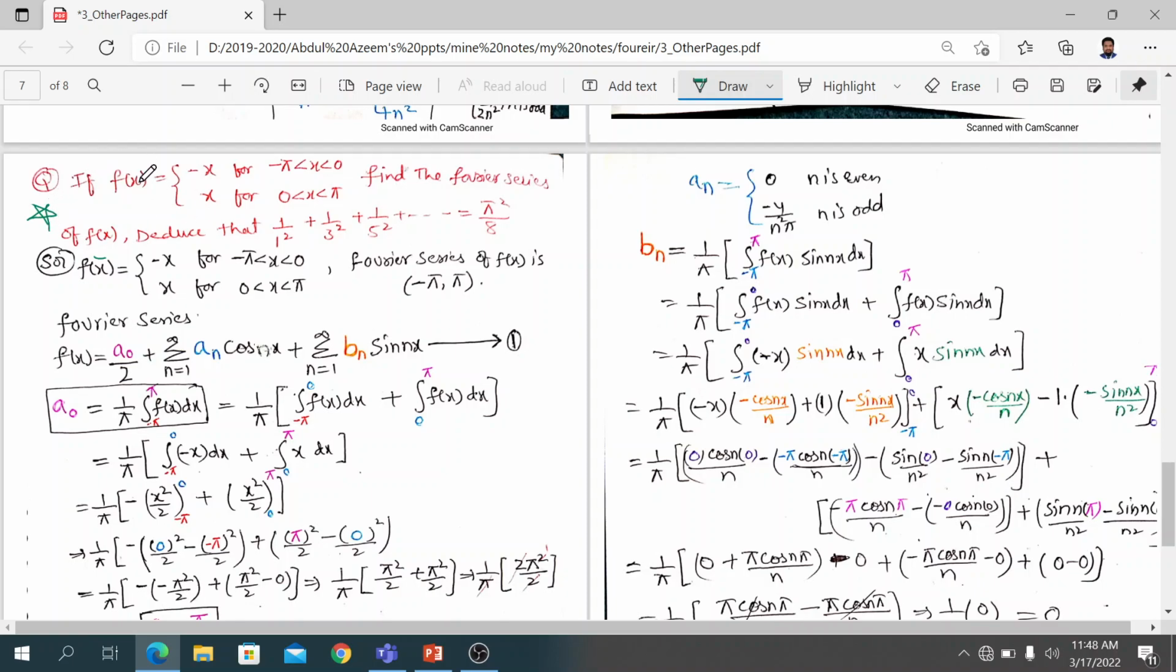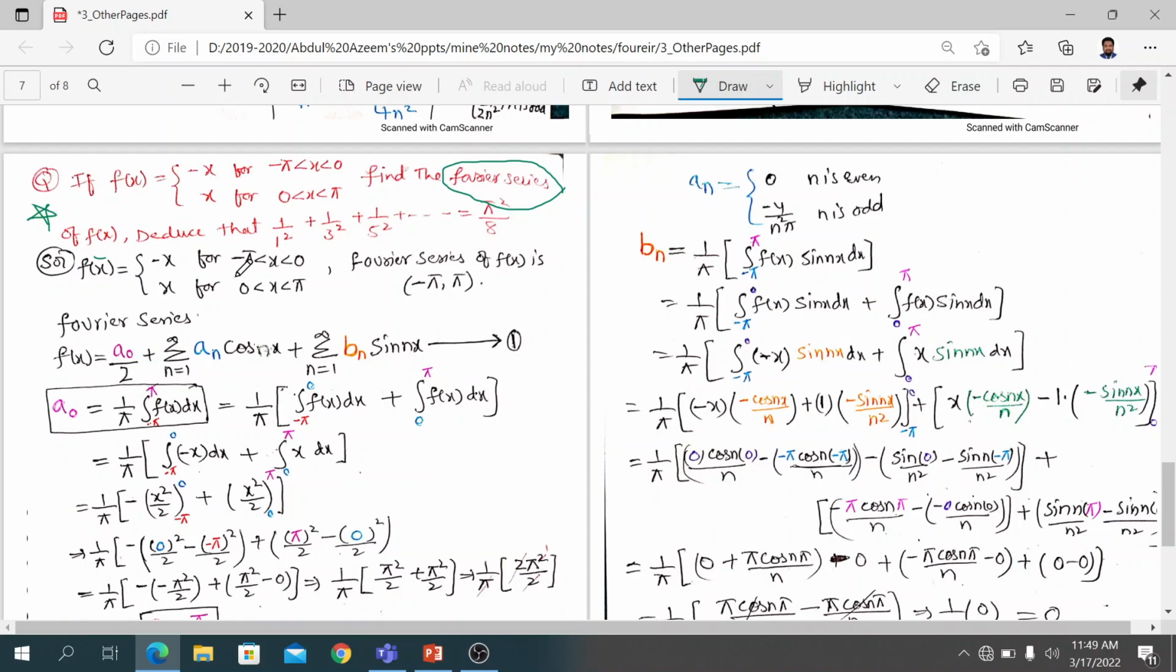If f(x) = −x for −π < x < 0 and f(x) = x for 0 < x < π, find the Fourier series of f(x). Deduce that 1/1² + 1/3² + 1/5² + and so on is equal to π²/8.